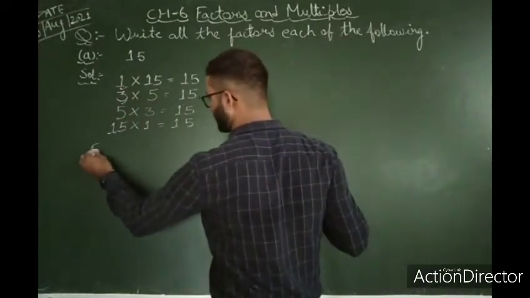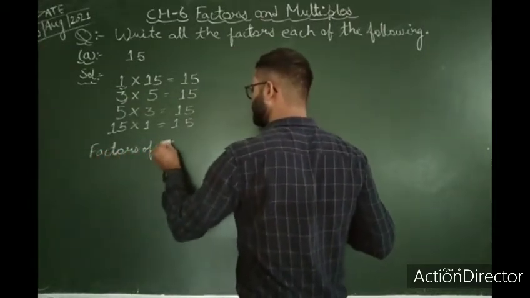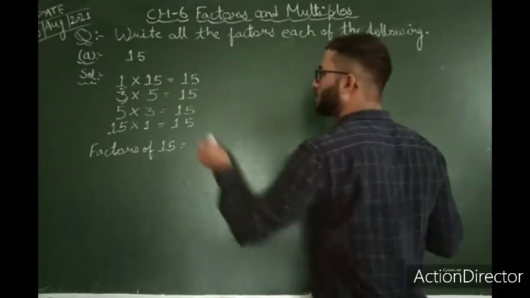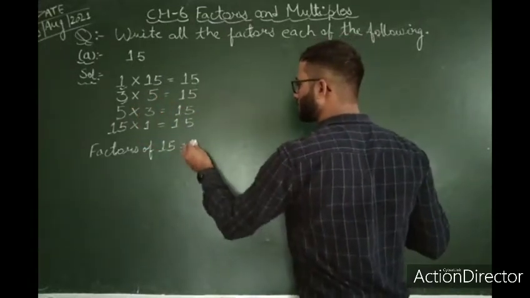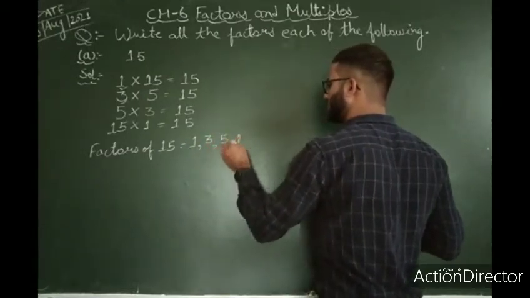So here we write factors of 15 is equal to 1, 3, 5 and 15.